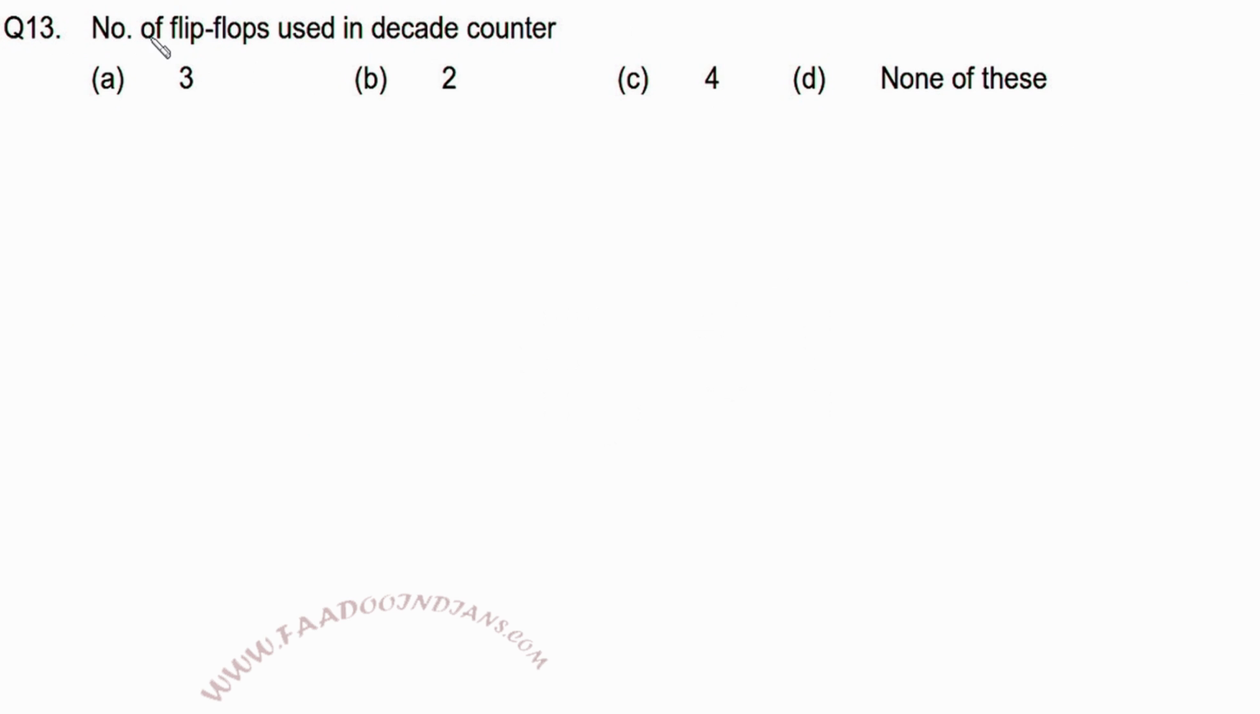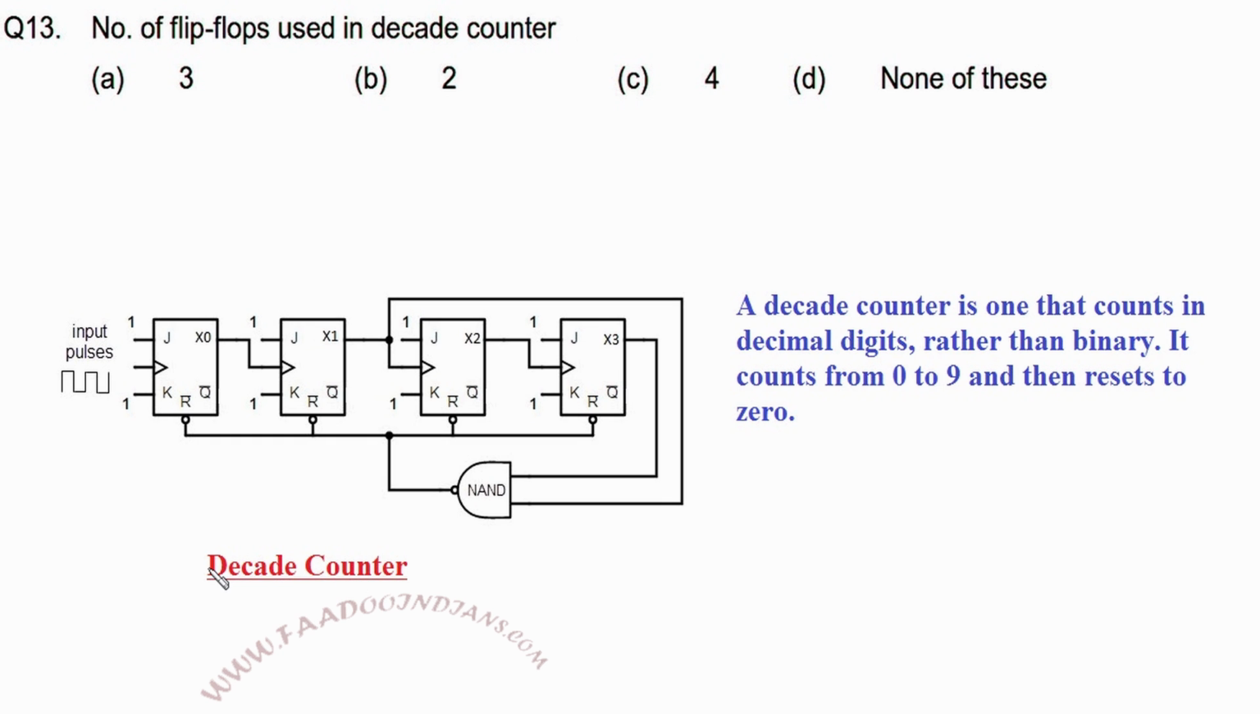13th, number of flip-flops used in a decade counter. Is it 3, 2, 4, or none of these? This is a decade counter, and you can easily count the number of flip-flops: 1, 2, 3, and 4. So what is a decade counter? Your answer is 4. A decade counter is one that counts in decimal digits rather than binary. That is, it will count from 0 to 9.